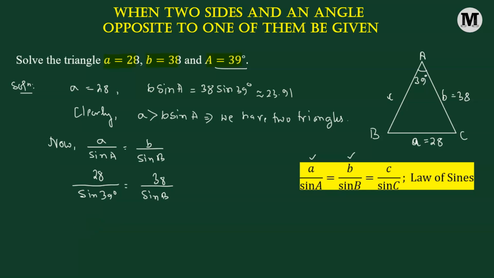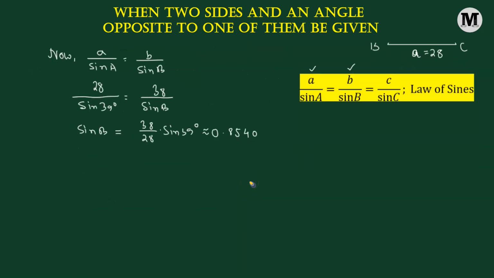So when we compute this value, sine of B is going to be equal to 38 over 28 multiplied by sine 39 degrees. Let's plug this value into a calculator, and this should give us approximately 0.8540. However, what we need here is the angle B. So we are going to take the inverse sine function on both sides. We get B equals sine inverse of 0.8540. Now let's again plug this value into our calculator. That is going to give us the angle 58 degrees and 40 minutes.